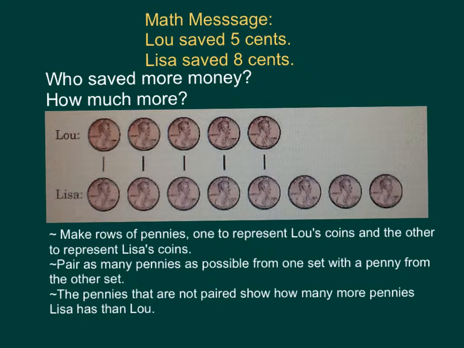And now that I've done that, boys and girls, we can take a look and we can answer this first question here. Who saved more money? Give me a thumbs up right now if you can tell me who saved more money. If Lou saved more money or if Lisa saved more money. That's right, boys and girls. By taking a look at our diagram and our visual here, we can tell, because we lined up our rows of pennies right next to each other, we can tell that Lisa saved more money.